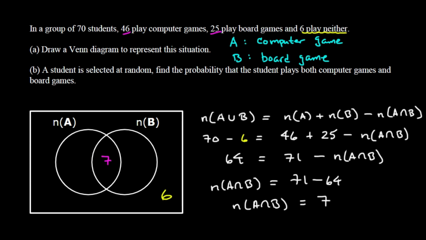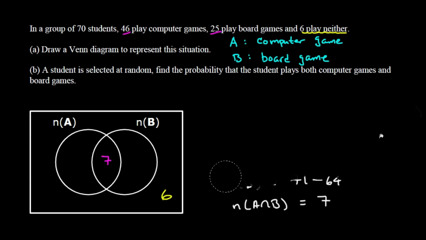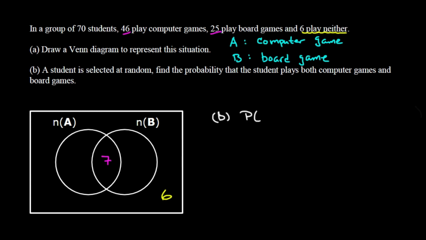So once we have all of that, let's finish off our Venn diagram. And I realize I actually don't even have to, because for part B, all we're interested in is if we select a student at random, find the probability that the student plays both computer games and board games. So let's get rid of this fun stuff here, and we can actually just answer part B. But for the practice, I will still fill out the rest of this Venn diagram, practice for you.